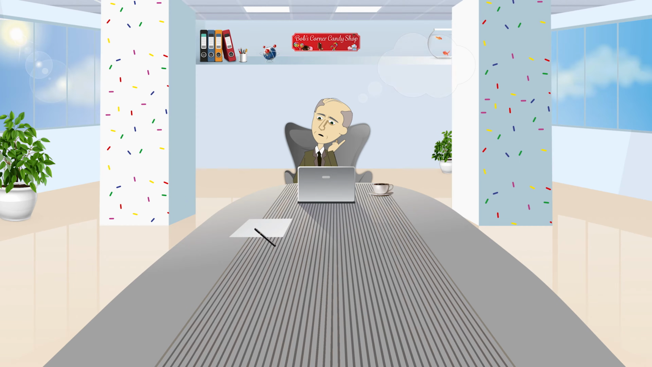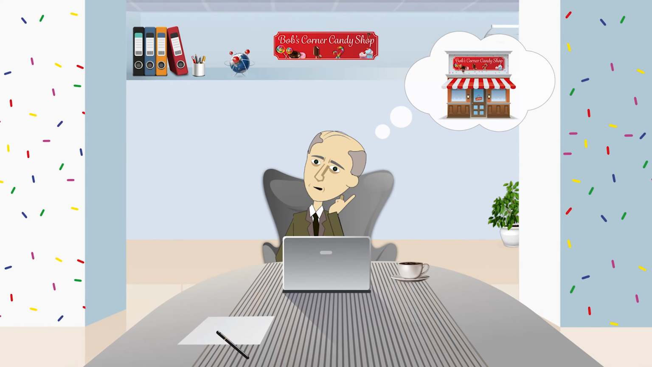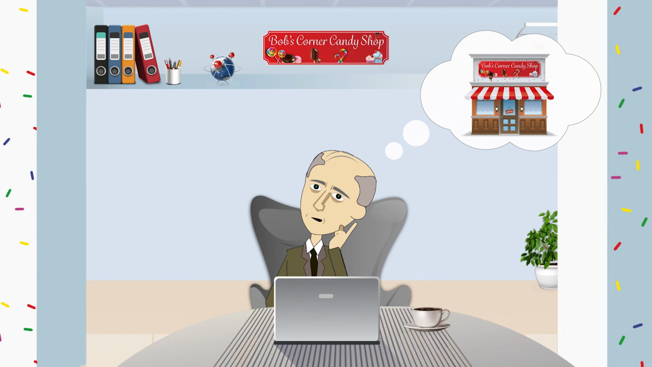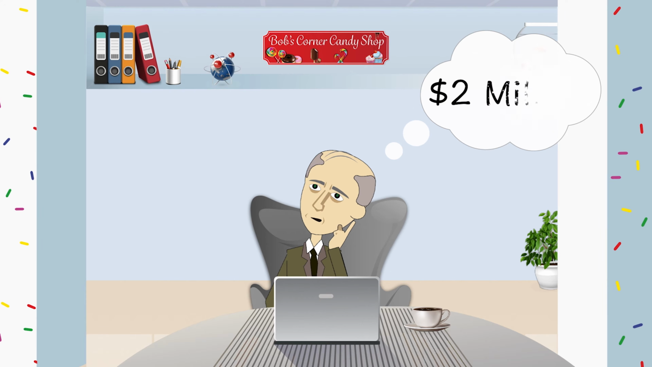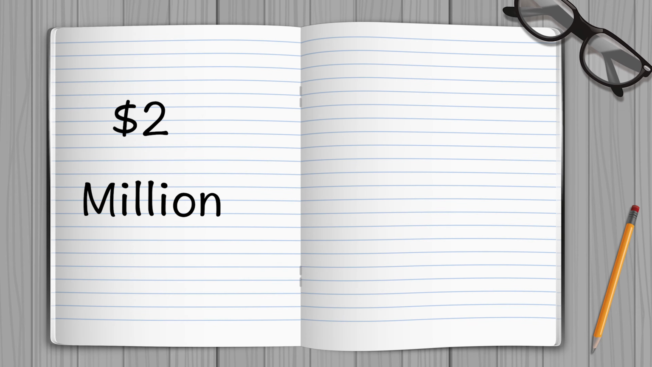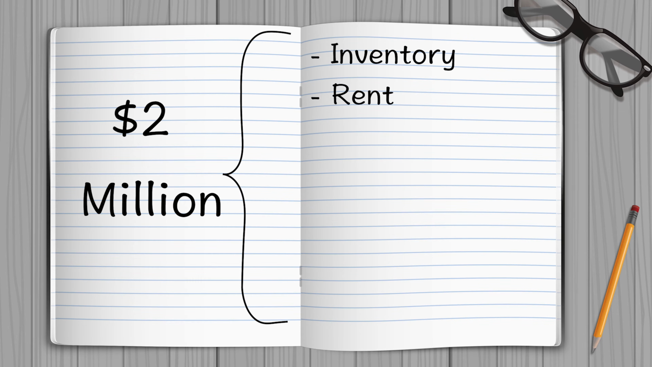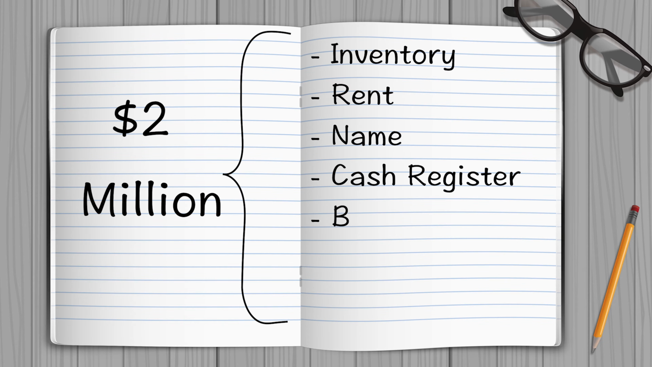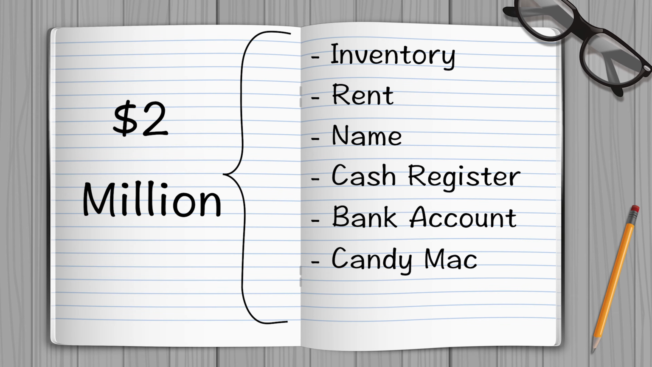To figure out what price he'll demand for his business, Bob goes through different ways of looking at the business and reaches an end result: $2 million for the whole business. For $2 million, the buyer will get all of the candy store's inventory, possession of the rent for a corner candy store, sole possession of the company name, a trusted local brand for candy, the cash in the cash register, ownership of the bank account, the candy machines in the back, and the old candy truck.